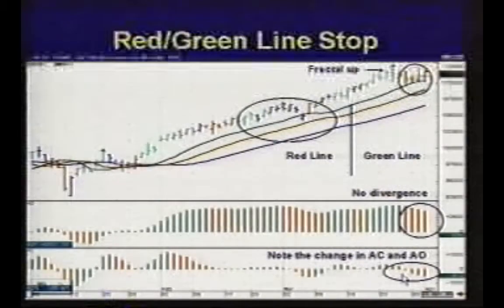You see changes. The AC is changing. The AO has changed. This is a point when I'm probably going to take my red line stop, or I know I will always take my red line stop, and I'm going to move it to the green line, because I do not want to get caught. If I've been in this move and I have a lot of profit in, I don't want to turn a winning trade into a losing trade because I have not placed a stop in a good spot.